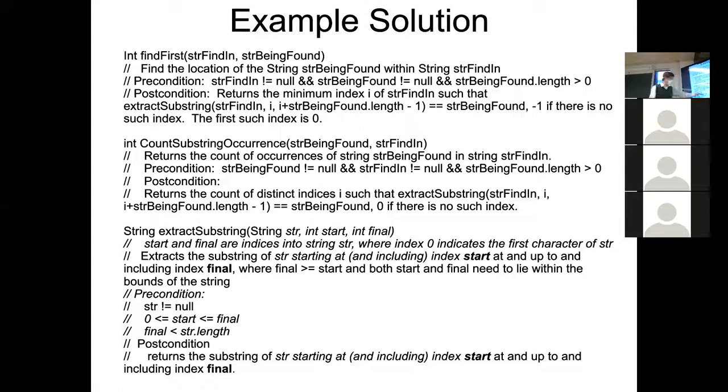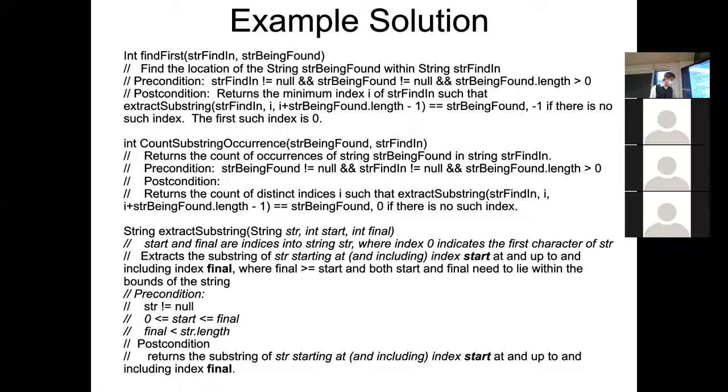It can't be that start is greater than final, right? It could be equal to final, that's okay. And start could be equal to zero, that's okay. But you should never have start greater than final, and you should never have start less than zero. And then final should be less than the string length. Notice it's less than because we start at zero; index zero is the minimum. And the postcondition returns the substring, starting at and including index start up to and including final.